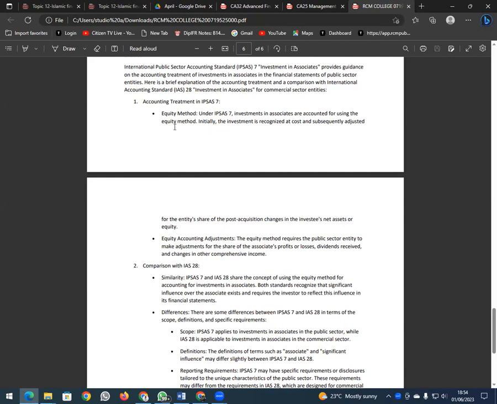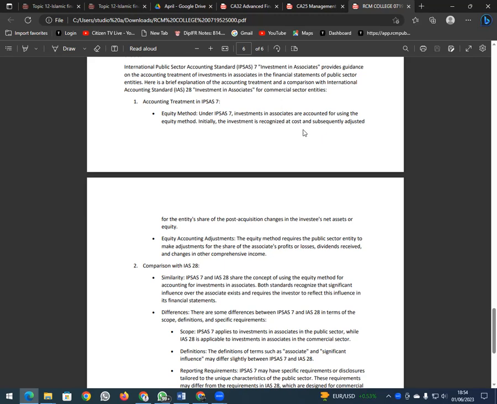I'm repeating again, equity method. Under IPSAS 7, investments in associates are accounted for using the equity method. Initially, the investment is recognized at cost. This is what I would want you to underline: it is initially recognized at cost. How much did this investment cost me?